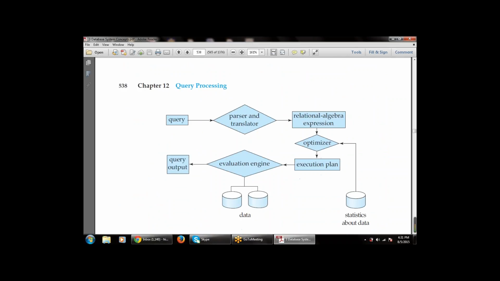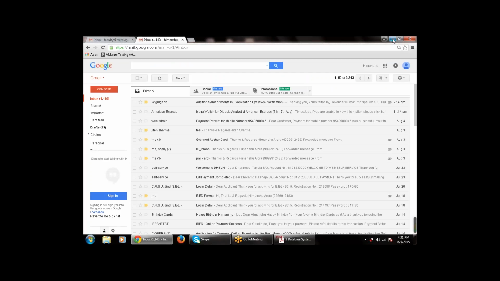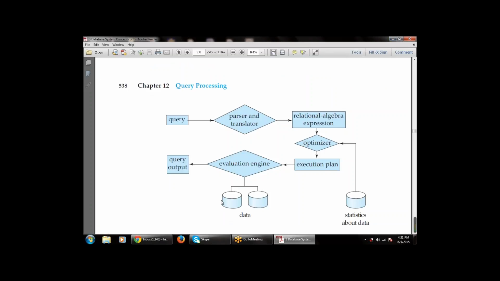This is the diagram that shows how to process the query, and the various steps used in processing queries. First there is a query, then a parser and translator, then a relational algebra expression, then the execution plan, the execution engine or evaluation engine, and then the query output. These are the various steps used for data processing.